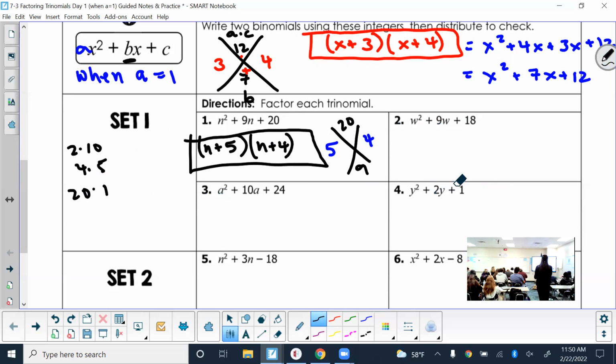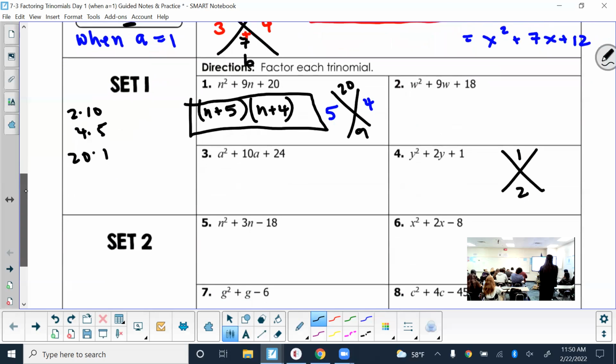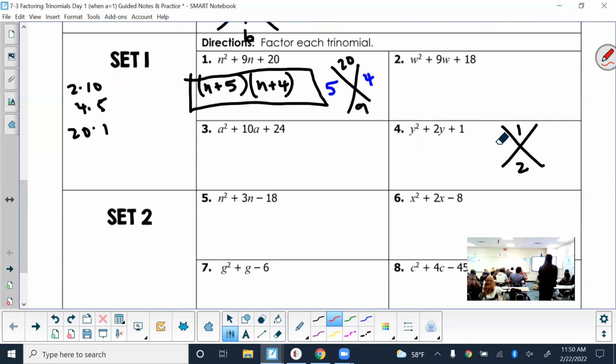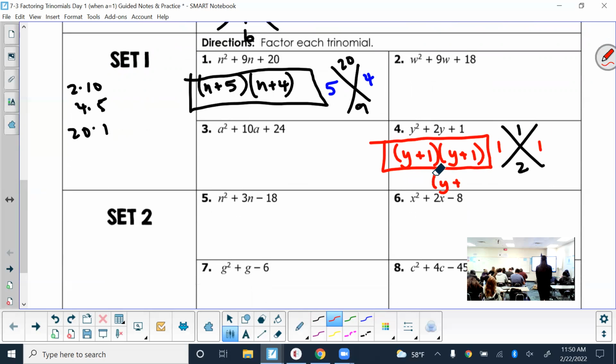Let's look at number 4 together. What number would go on the top? What number would go on the bottom? What numbers multiply to 1 but add to 2? Good, those are the only numbers that multiply to 1. So 1 and 1, we get y plus 1, y plus 1, in parentheses, multiply together. And since these are the exact same set of parentheses, we can also write it like this, with a y plus 1 squared. Questions on 4?